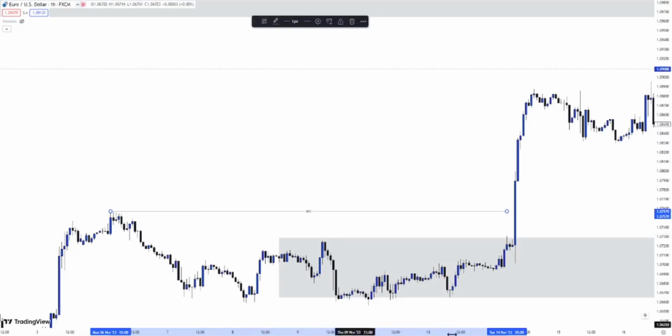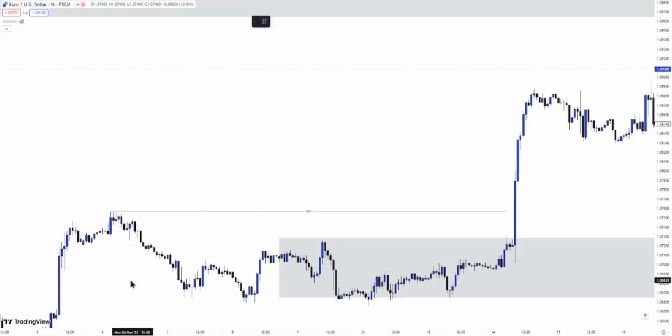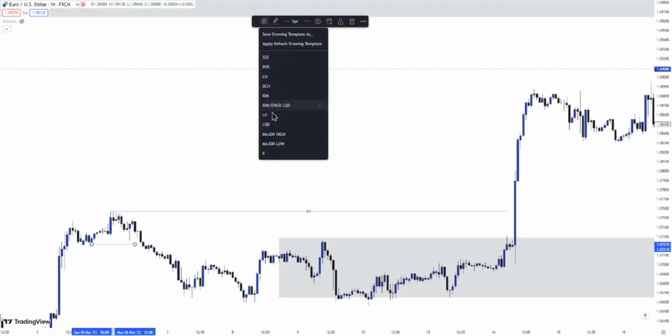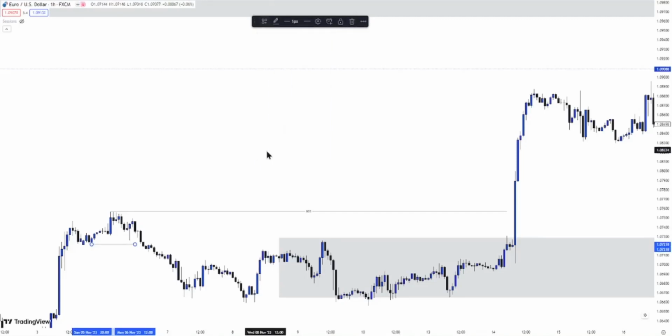Why is that your high? It is your high because price took out inducement here. Take a look, your inducement here. Price took out this inducement to confirm that high as a high, okay? But remember, that is your 1 hour high, okay? That's your 1 hour high.